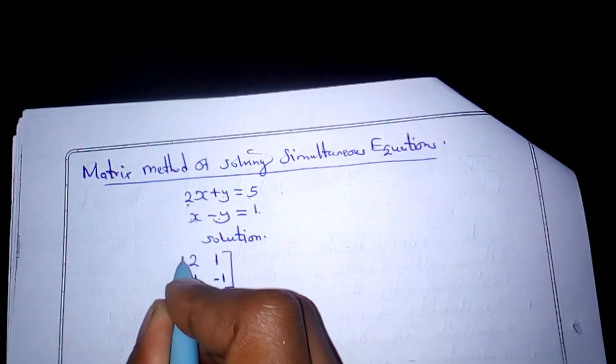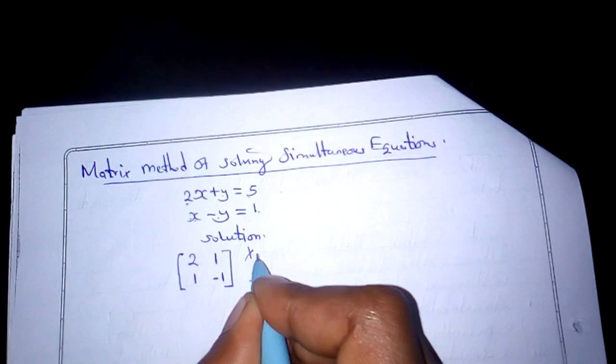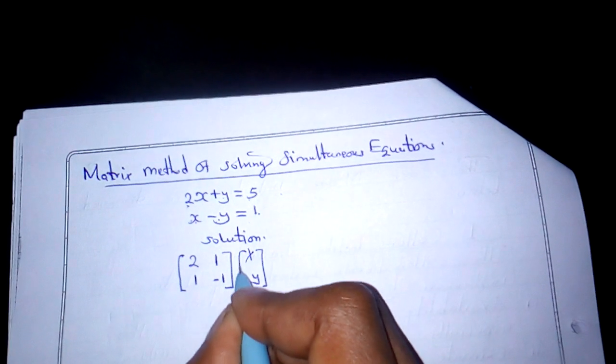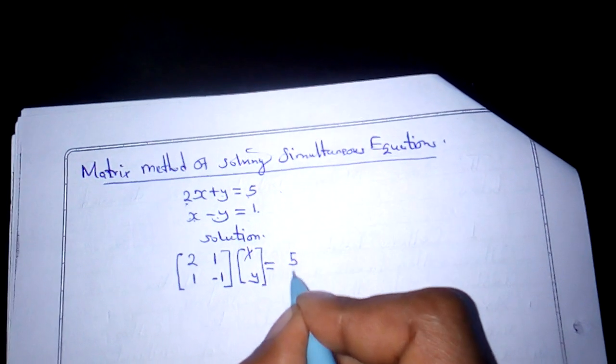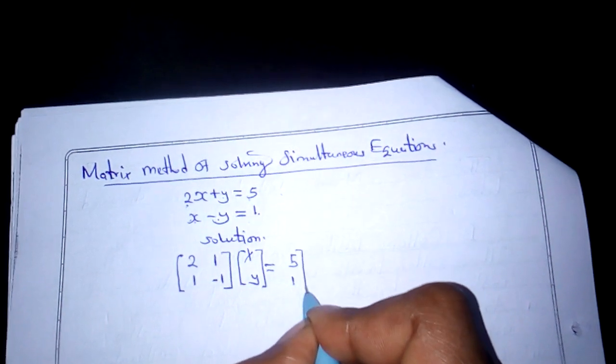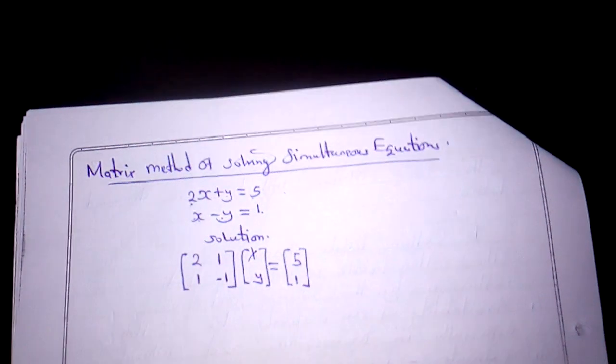Close the bracket, multiply with the other one, which is x, y, is equal to 5, 1. Like that. That is the first step.